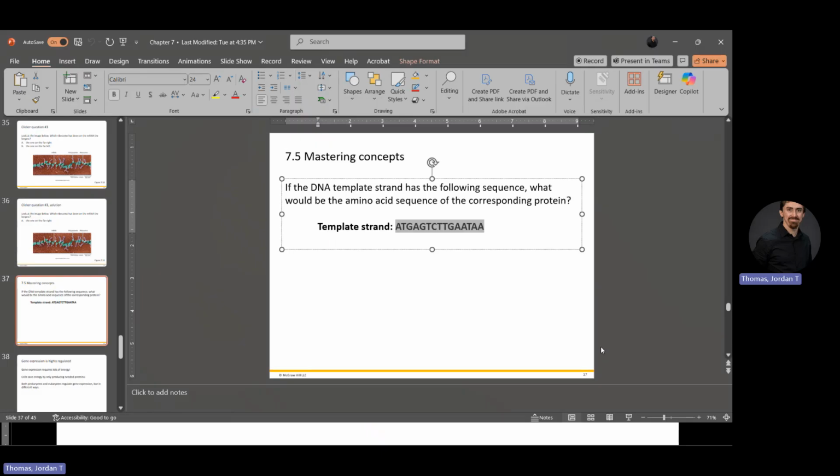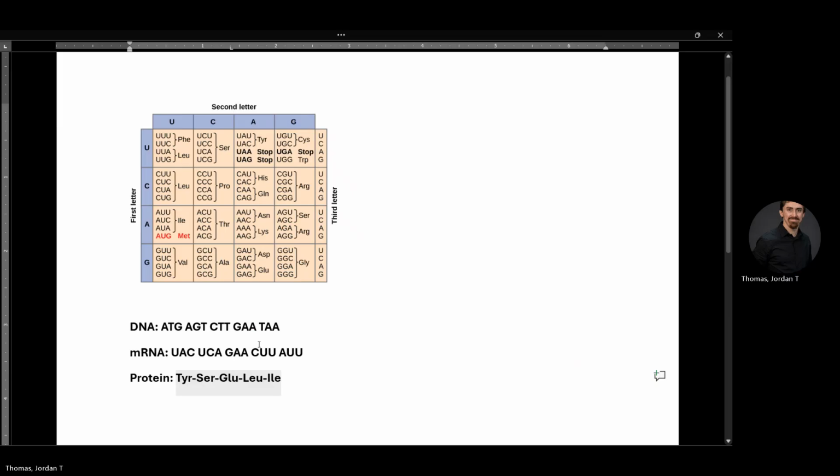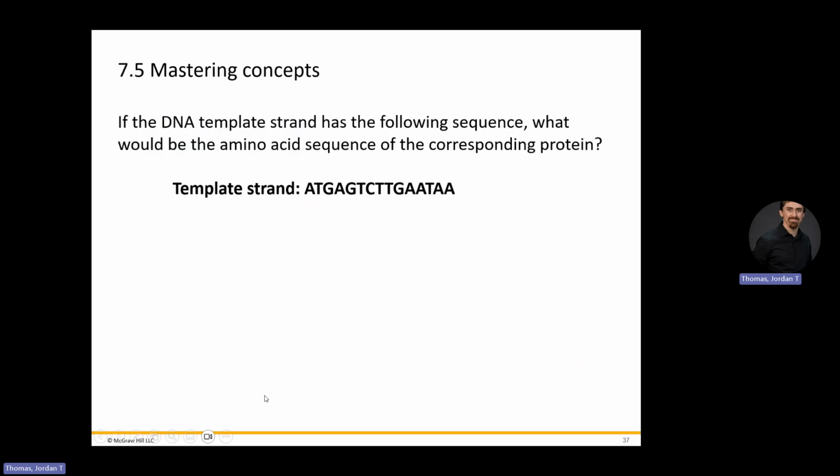So if we go back to our slide, that is our answer. This is the protein that we make using this DNA strand. So make sure you practice this. Use the virtual assignment we have for this week to help you practice this process.